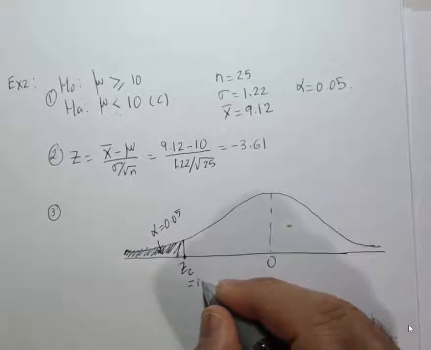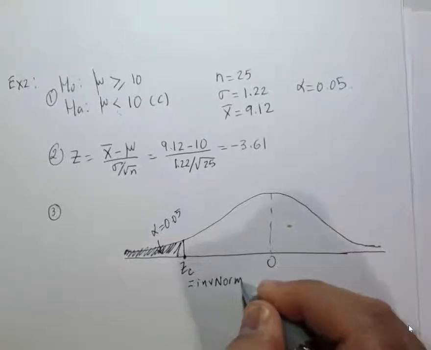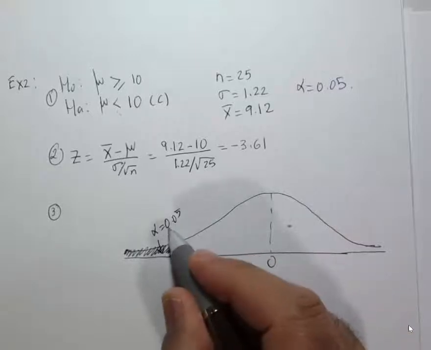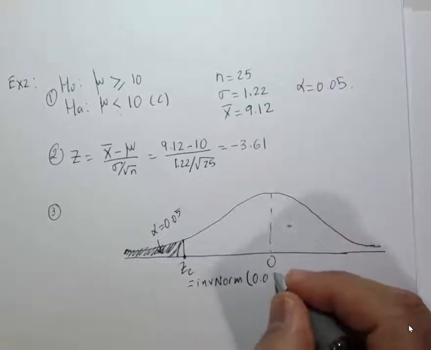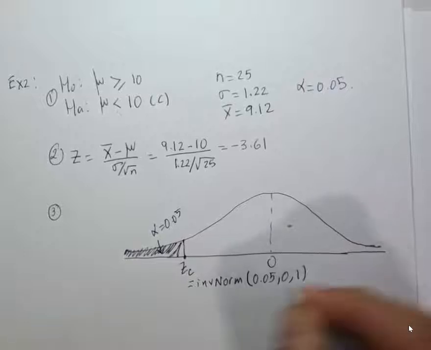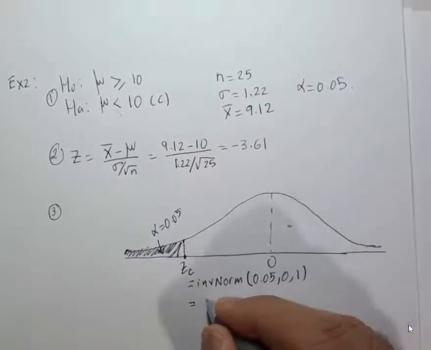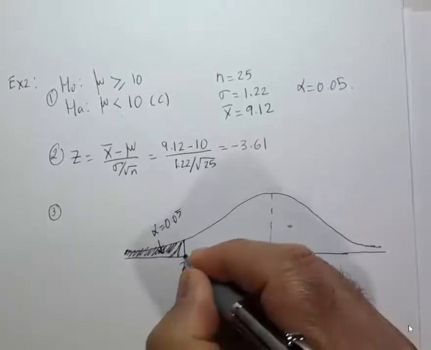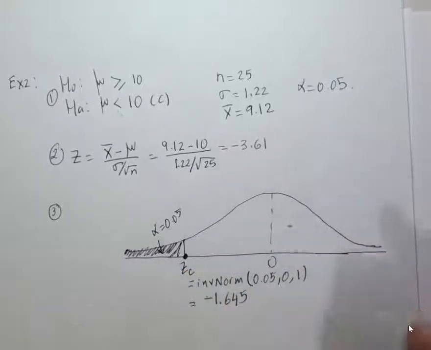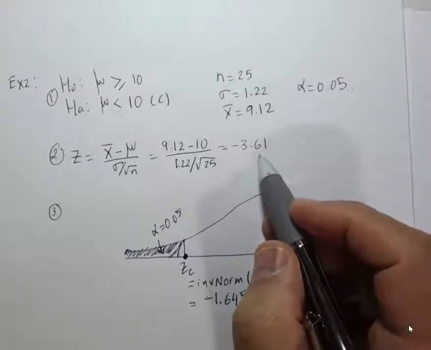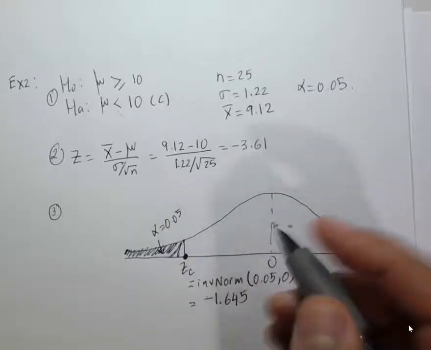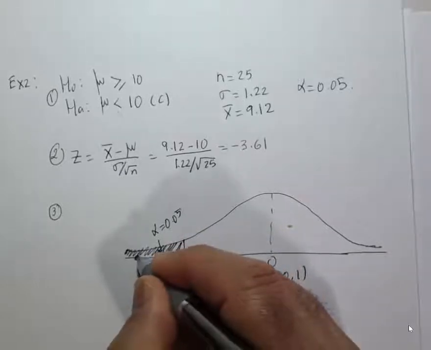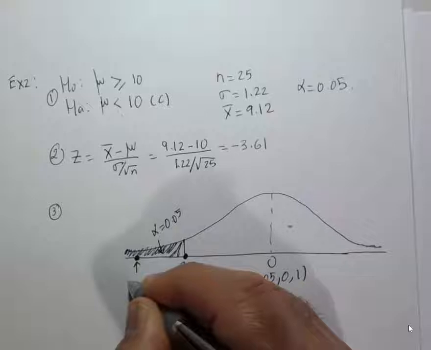How do I find it? Inverse norm. Okay, what is the area to the left? Well, which is 0.05. And if you run the math, it's going to be the same as the previous example, but negative. So it's negative 1.645. So this is negative 1.645. Let's bring negative 3.61 down there. Well, you guys agree that negative 3.61 is going to be to the left of negative 1.645, somewhere here. Just put it anywhere, but to the left.